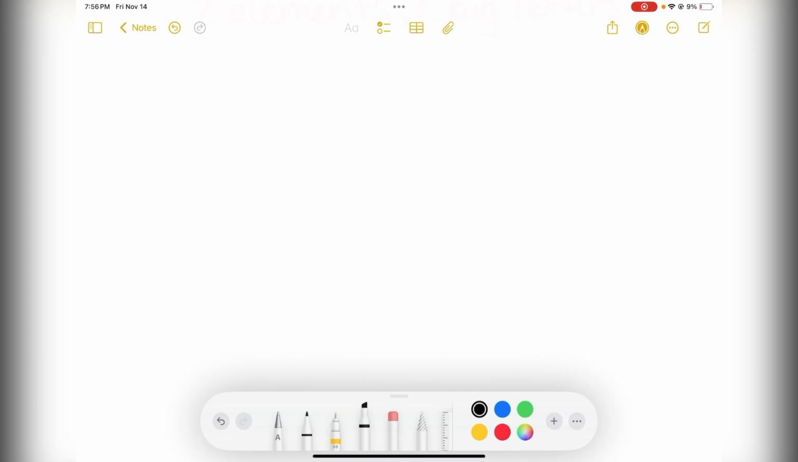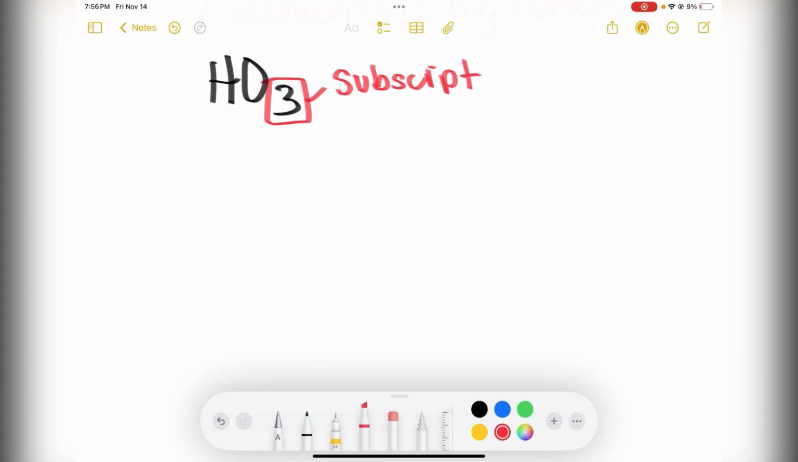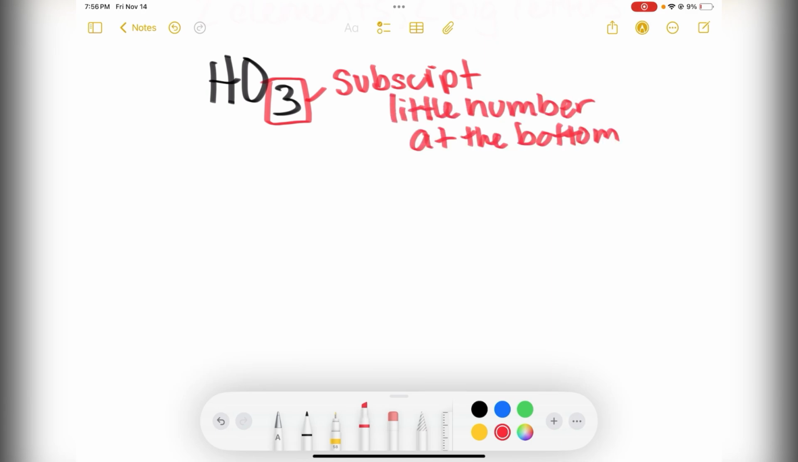Okay, let's start out with a very simple chemical formula. Very simple, right? But what is this thing right here? What is that little number at the bottom? That is a subscript. And a subscript is the little number at the bottom. Not little letter, little number. All right? It's the little number at the bottom.